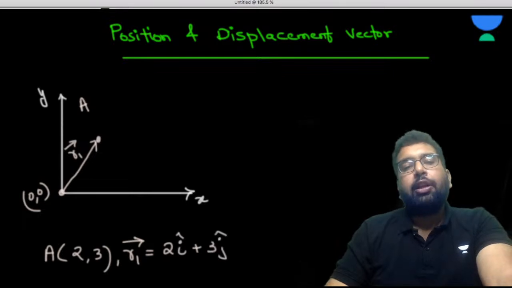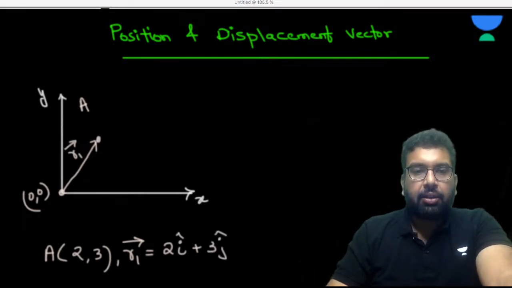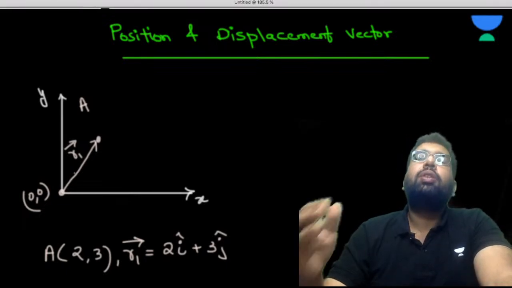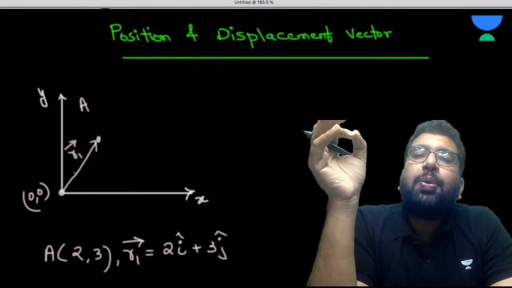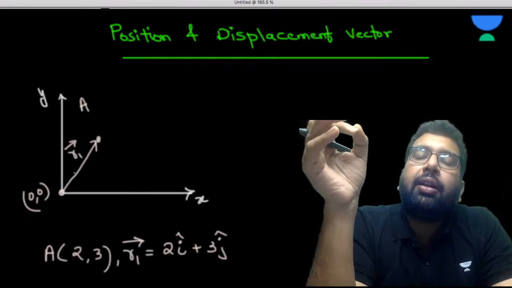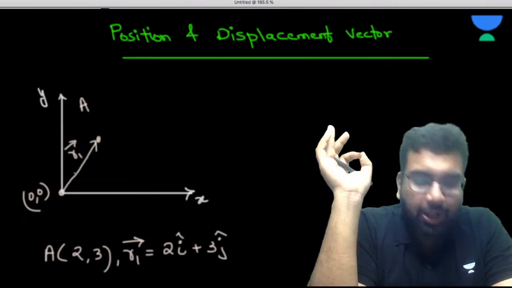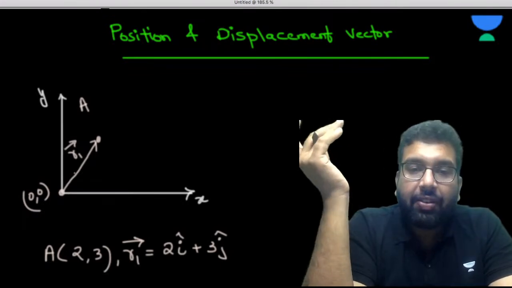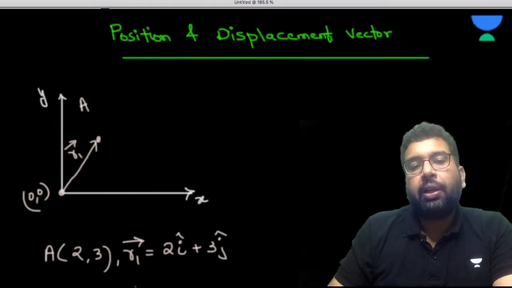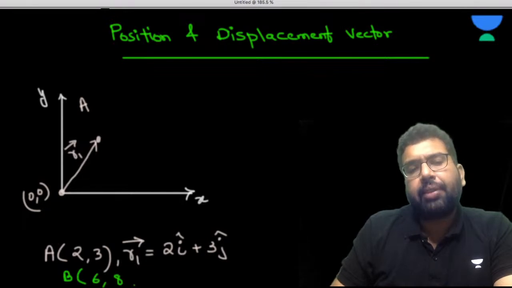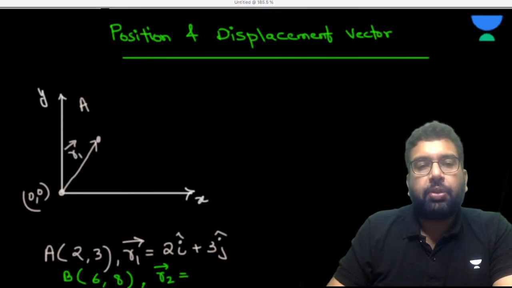So this can be represented as R1 vector, the position vector of A, equal to 2 i cap plus 3 j cap. Now I want to ask you one thing: if you have the coordinates of some point, will you be able to describe it as a position vector using the concept of Cartesian? For example, if there is another point B with coordinates 6 and 8, what is going to be the position vector in the form of Cartesian?